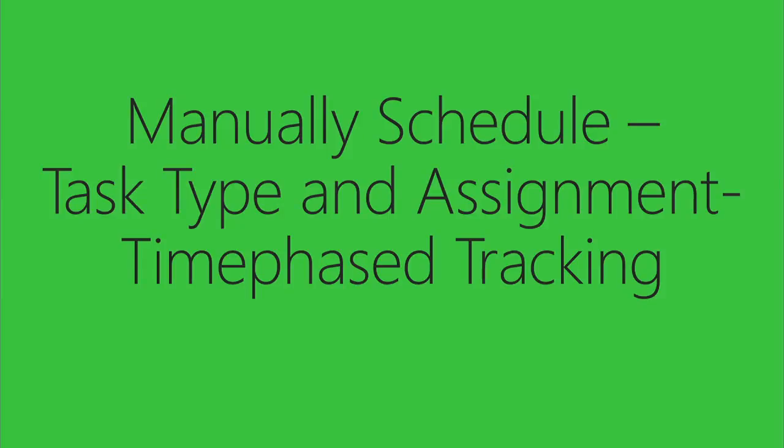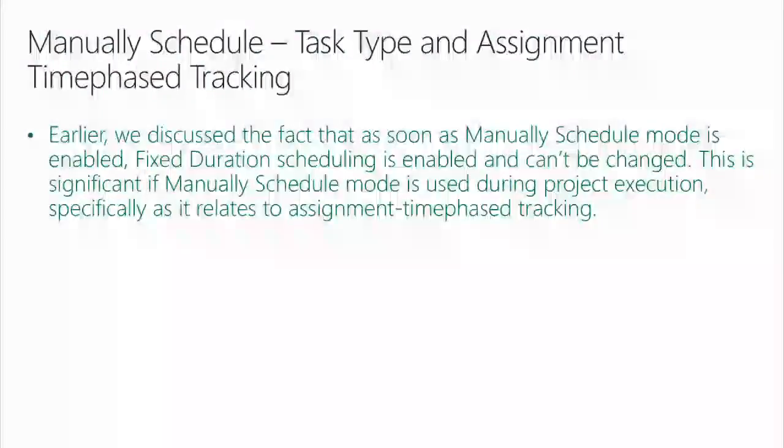Let's think about manually scheduled, task type, and assignment time-phased tracking. Okay? Terry, earlier we discussed the fact that as soon as manually scheduled mode is enabled, fixed duration scheduling is enabled and can't be changed. This is significant if manually scheduled mode is used during execution, specifically as it relates to assignment time-phased tracking. We were talking about timesheets before most of you came in.